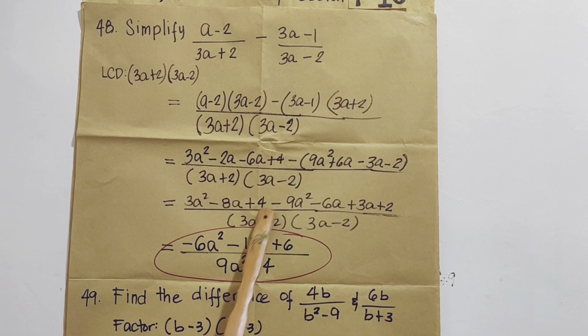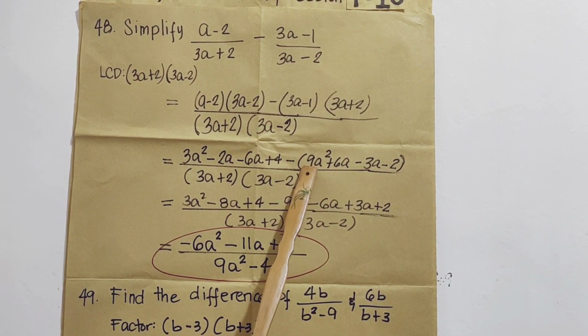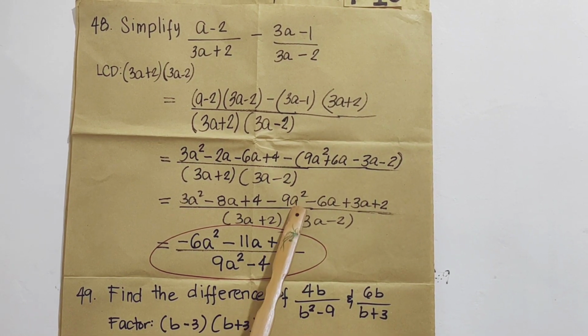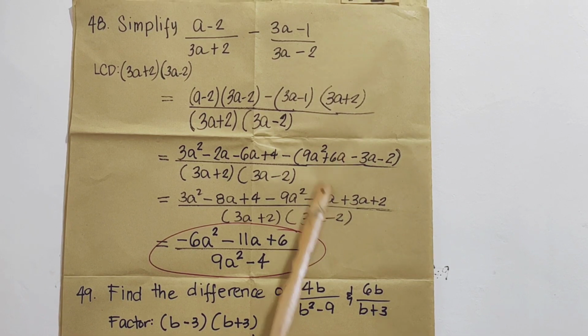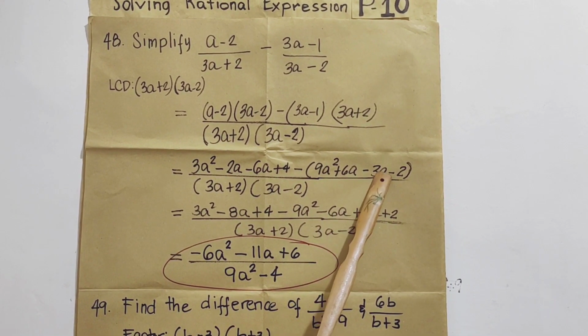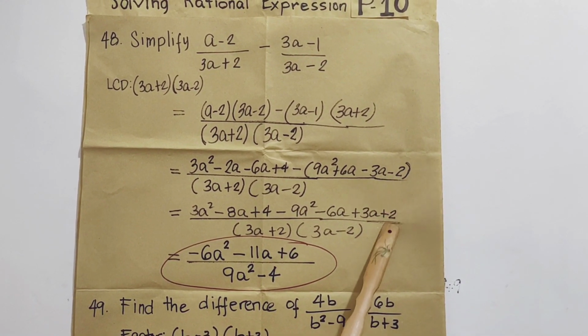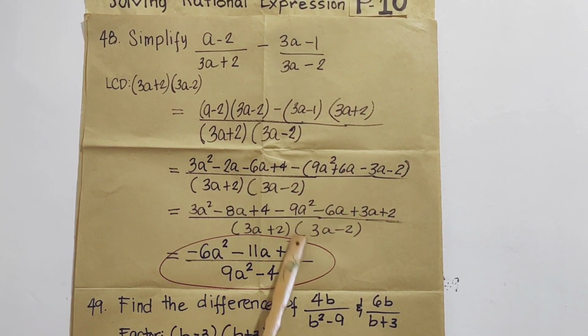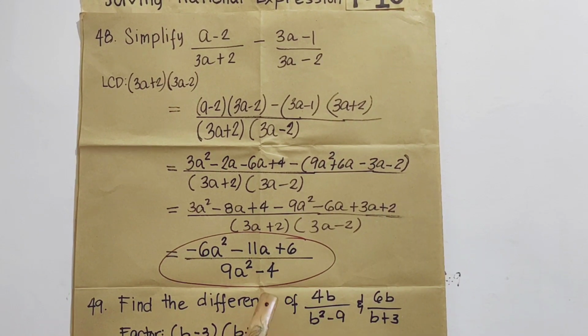Then copy 4, then multiply this. Negative times positive 9a squared equals negative 9a squared. Negative times positive 2 equals negative 6a. And negative times negative 3 equals positive 3a. And negative times negative 3 equals positive 2. Then copy the denominator. Then combine like terms again.